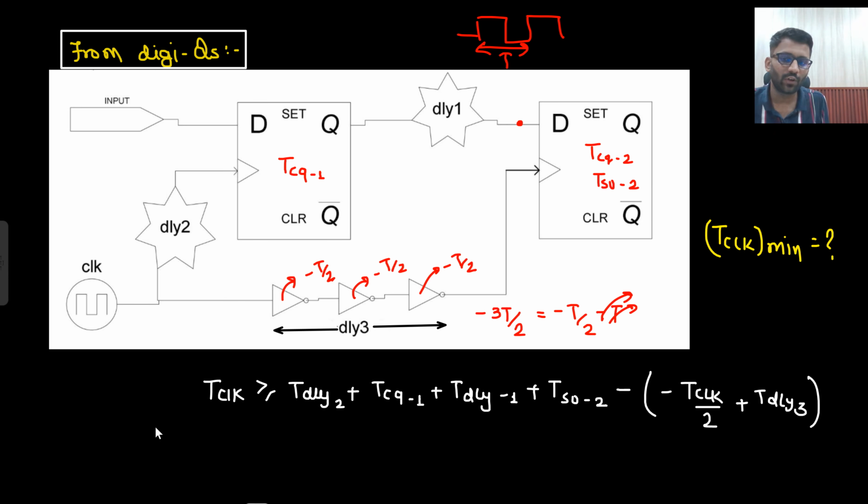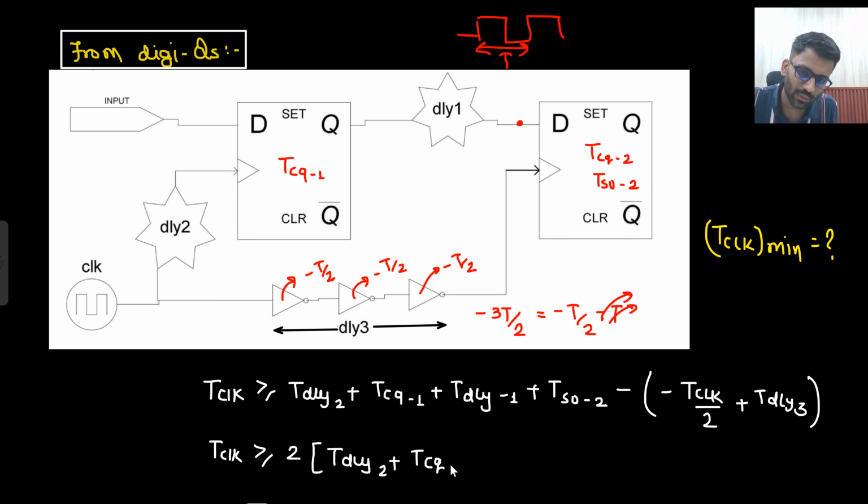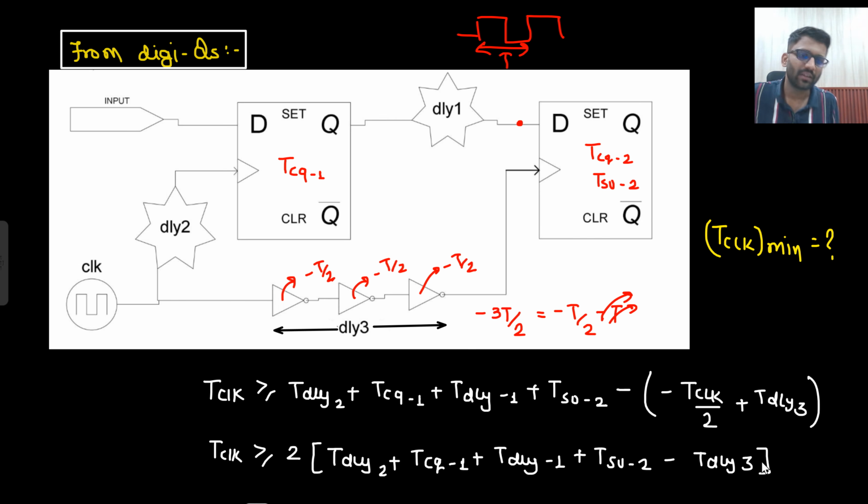So from here what you will get, that your t clock should be greater than twice of, because this will be plus, this will be minus, so this will go here, twice of t dl by 2 plus t cq1 plus t dl by 1 plus t setup 2 minus t dl by 3. Did you understand this particular question or not?